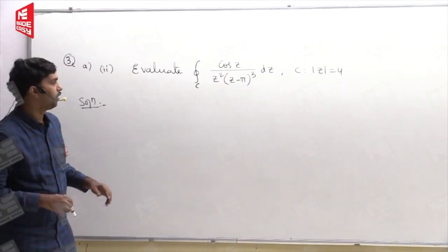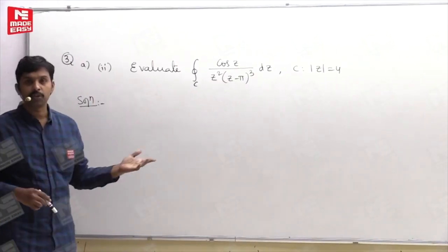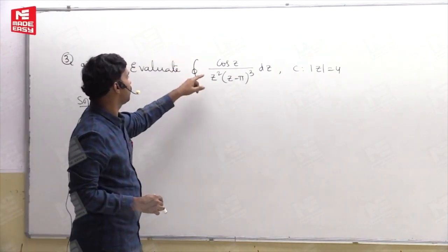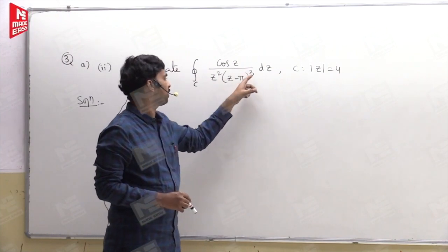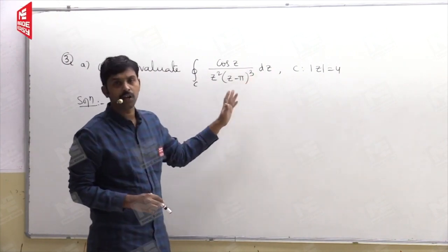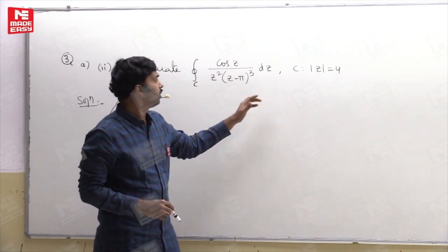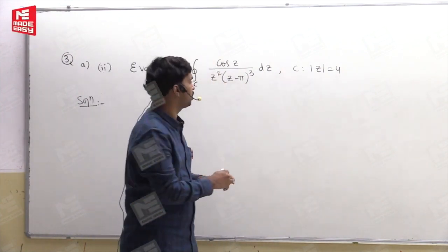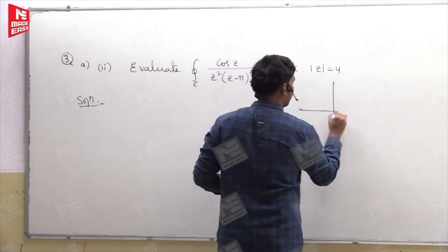Okay. Now we are going to the second question in the third one. That is, evaluate the integral of cos z by z square into z minus pi whole cube dz. It is a contour integration of complex functions, within the contour modulus of z equal to 4, which is a circle of radius 4.